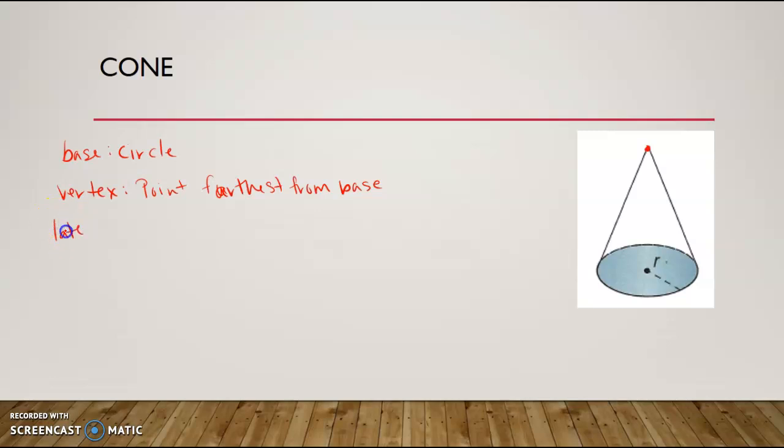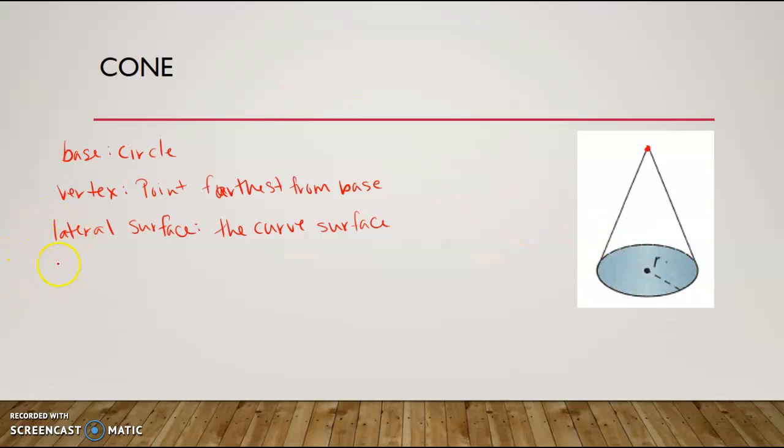Again, we have that lateral surface. And so that is the curved surface. So in our picture, it looks like a triangle, but the lateral surface is all of this, not including our base of the circle, but because it goes all the way up to the circle. So things to keep in mind.